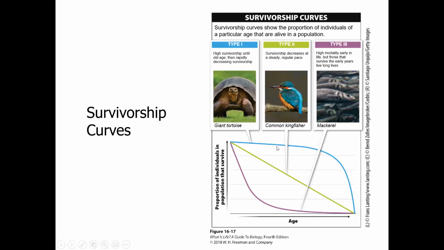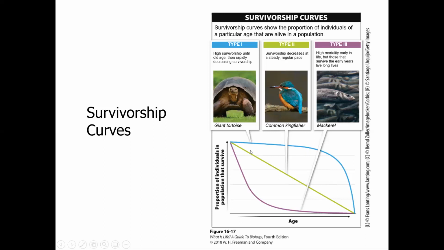So that's type 1. Type 2 is this middle yellow line going diagonally. This is your type 2. This is where survivorship decreases at a gradual, steady pace. So you have roughly the same amount of individuals that die early on and roughly the same amount that die later. The rate of death or the rate of survival does not really change. So it's gradual. In this case, we have a bird as an example of this.